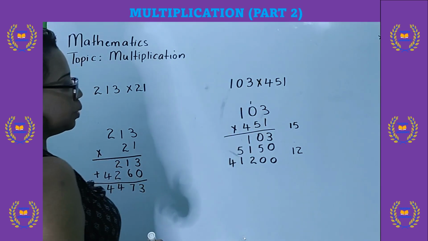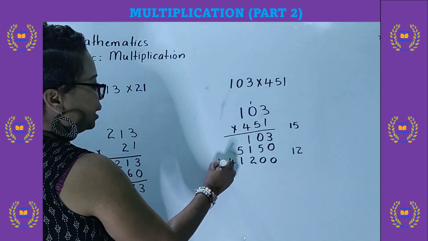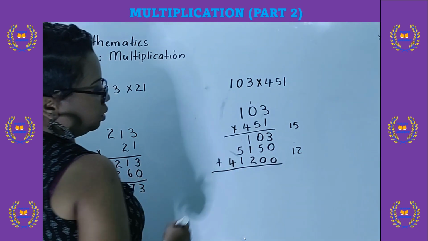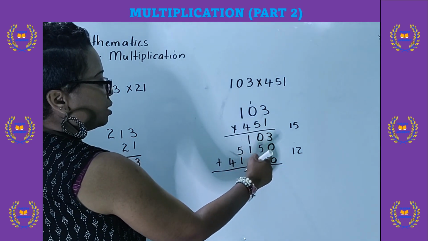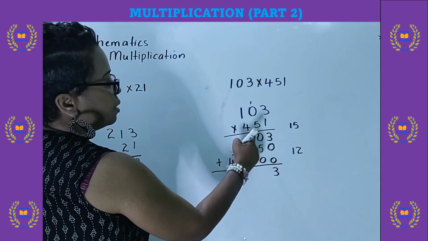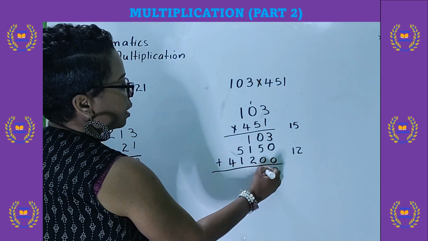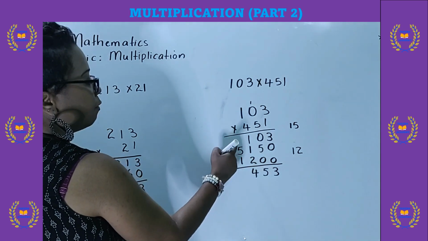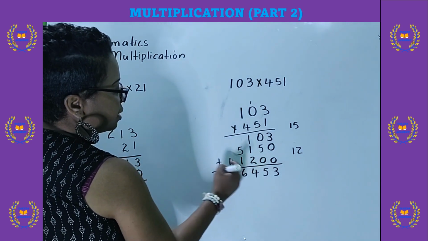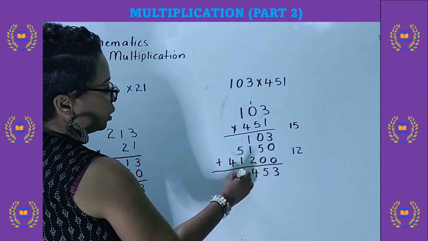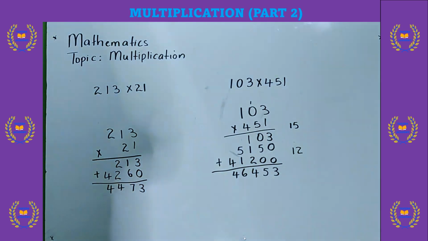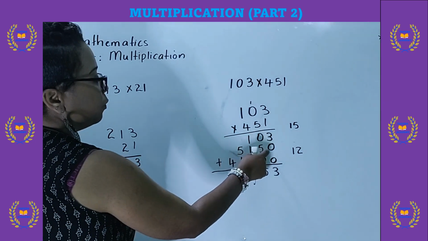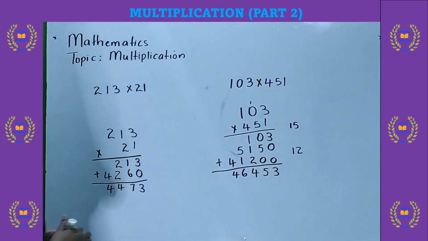Okay, so we are finished with our multiplication. We are now going to be adding all the answers together. So 3 plus 0, that's 3. 0 plus 5 plus 0, that's 5. 1 plus 1 plus 2, that's 4. 5 plus 1, that's 6. And of course 4. We bring that down. So our answer is 46,453. The main thing to remember, guys, is we fill in the spaces with zeros, okay?